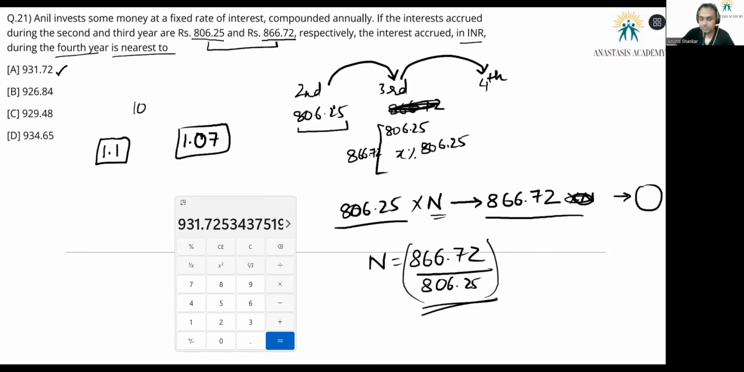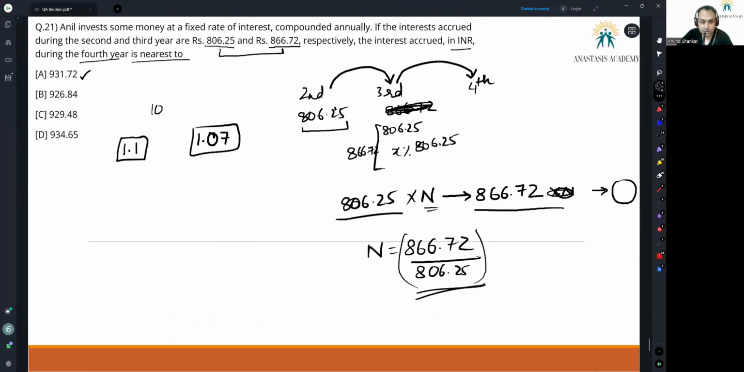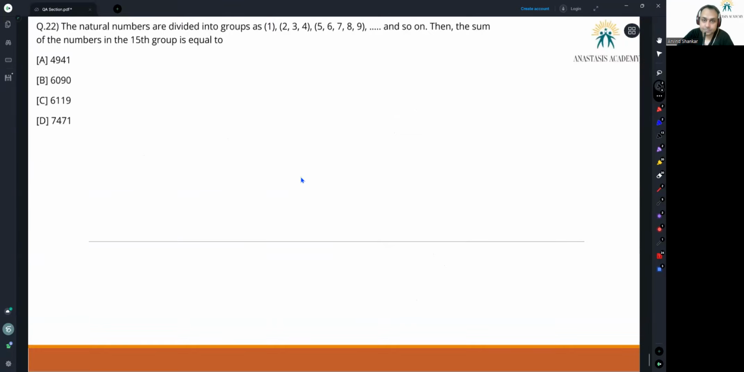Let's go back to our non-magical state. Okay. Let's move forward. Last question now. The natural numbers are divided into groups as 1, 2, 3, 4, 5, 6, 7, 8, 9, and so on. The sum of the numbers in the 15th group is equal to.